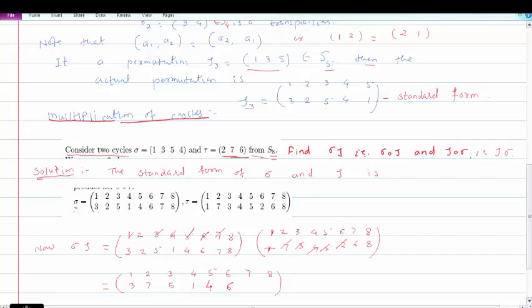Next, 7 goes to 6, and 6 goes to 6. Here 6 goes to 2, because tau sends 6 to 2 and sigma sends 2 to 2. So 6 goes to 2 here.